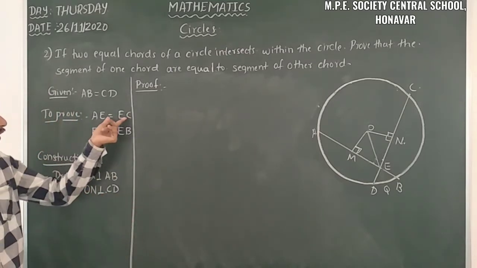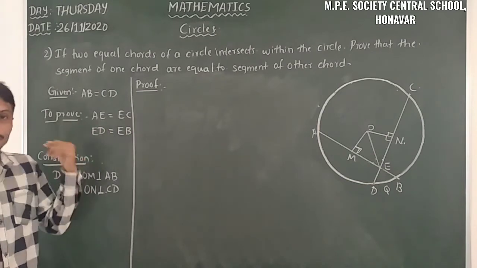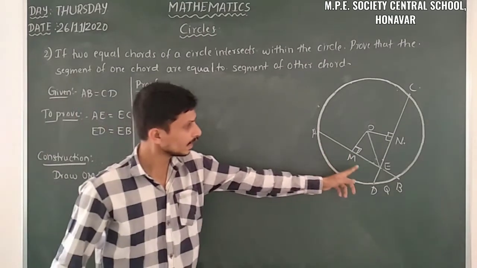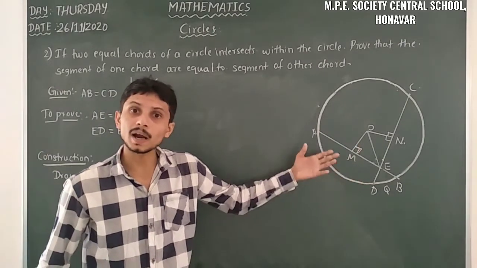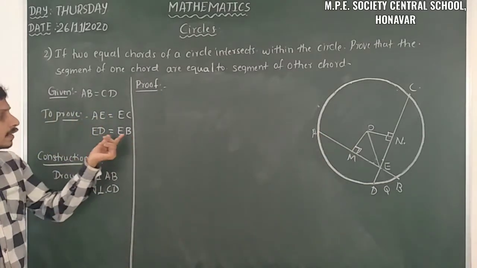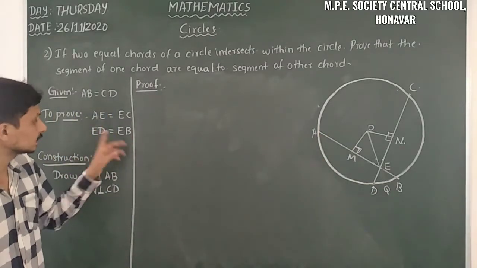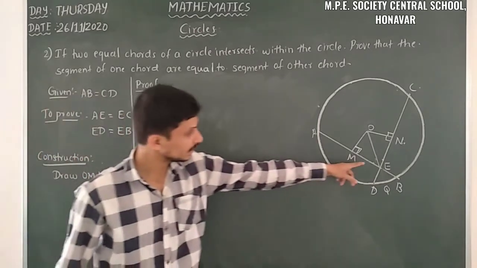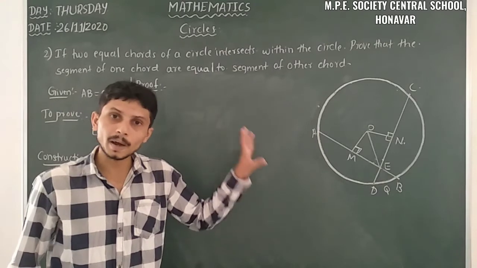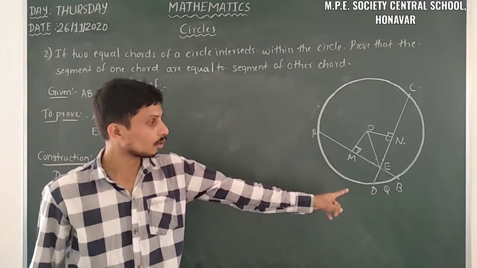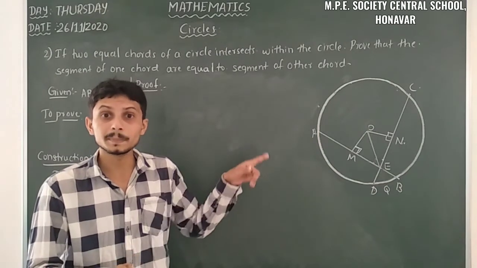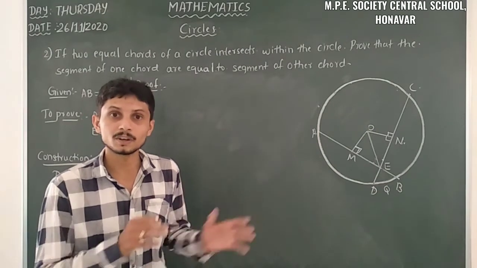Here AE is equal to EC and ED is equal to EB, we have to prove. So just observe AE and EC. Here AE and EC are the parts of this complete chord AB and CD, and then ED and EB we have to prove, that is ED is equal to EB. And here ED and EB are also parts of this complete chord AB and CD. So that means we have to take the relationship between AB and CD. It is useful to us for this proof.